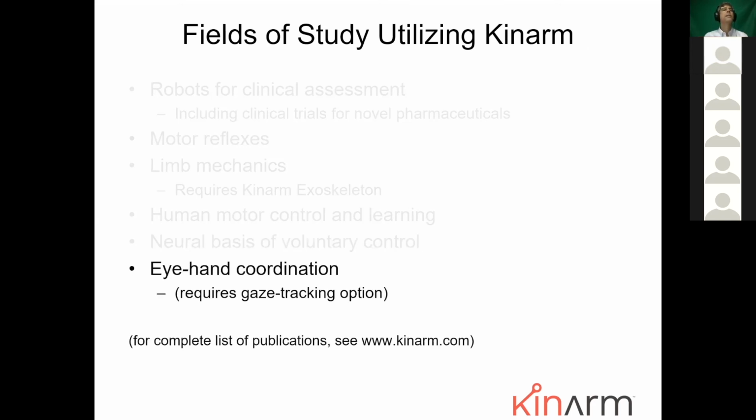And the last field that I'll just mention is eye-hand coordination. So customers who have purchased the gaze tracking option can of course actually relate arm movements to where the subject is looking. If you really want to get a better sense, I would highly recommend looking at various publications. The company, of course, we don't do research. All of our customers do the research, and so that's where the fun stuff is. And so you can go look. We try to keep our list of publications up to date. That's getting more and more difficult as our customer base grows.